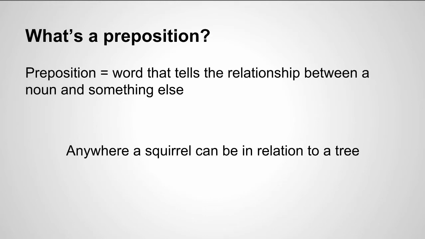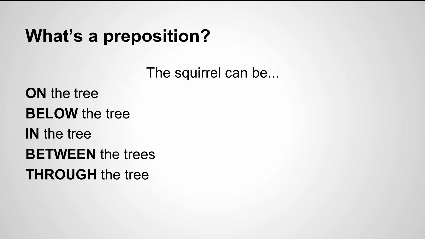Okay, so first of all, what's a preposition? It's got a complex definition for really a pretty simple thing. A preposition is a word that tells the relationship between a noun and something else. One trick you can use to think about a preposition is it's anywhere a squirrel can be in relation to a tree. So, for example, the squirrel can be on the tree, below the tree, in the tree, between the tree, through the tree. All of the words there in bold and caps are prepositions.